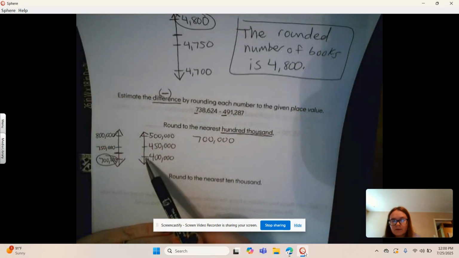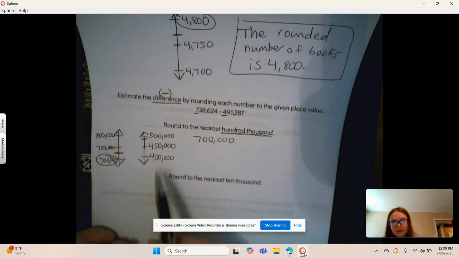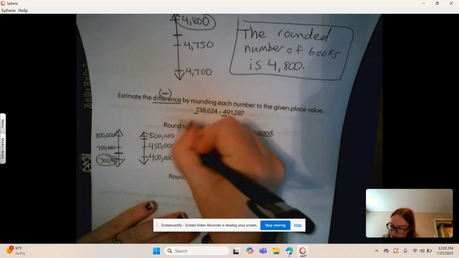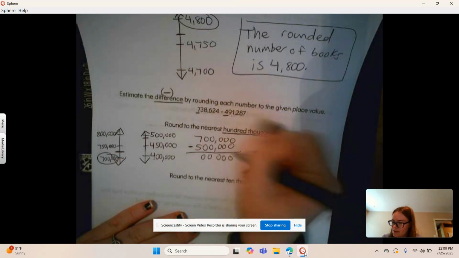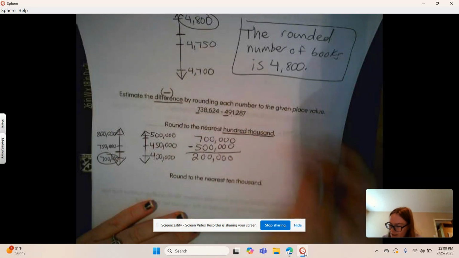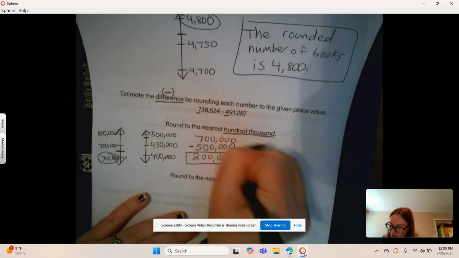Okay, so we have 491,287. Would that be above, greater, or below, less than 450,000? It would be above. It would be about right there, right? So which endpoint is our line closest to? 400,000 or 500,000? 500,000. Good job. And now we can subtract. We know that 0 minus 0 is 0 all the way down. So what's 7 minus 5? 7, 6, 5, 4, 3, 2. So the answer to 700,000 minus 500,000 is 200,000. I'm going to go ahead and box that in.